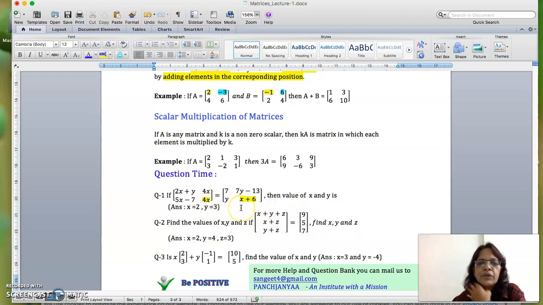You can do it mentally. 3x will be equal to 6, so x will be equal to 2. Now we know the value of x, you can just substitute in this. Here 2x plus y is equal to 7. x is 2, so 4 plus y is equal to 7. From this, y is equal to 3 is your answer. Simple, yes or no? Okay, so this first one I have shown you how to do.